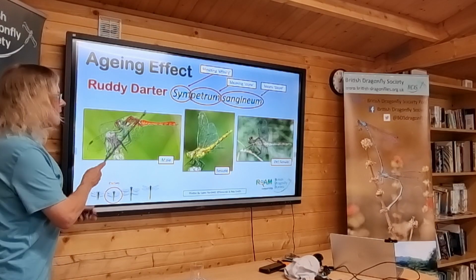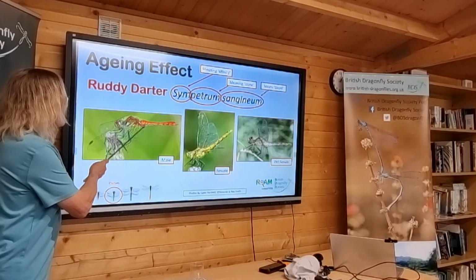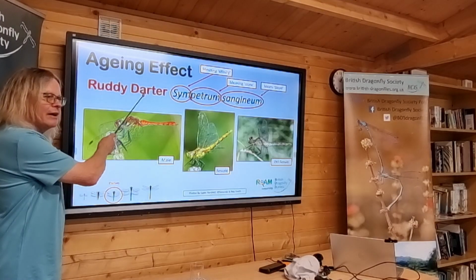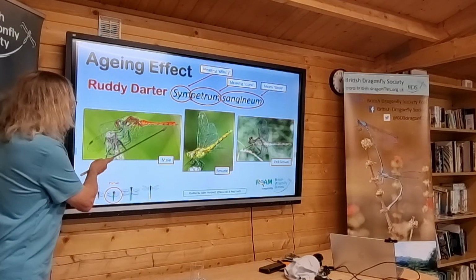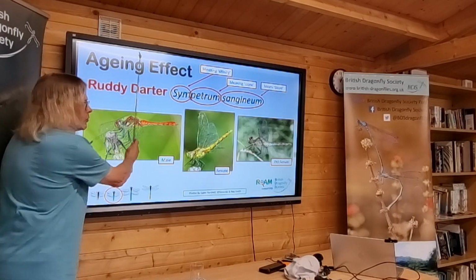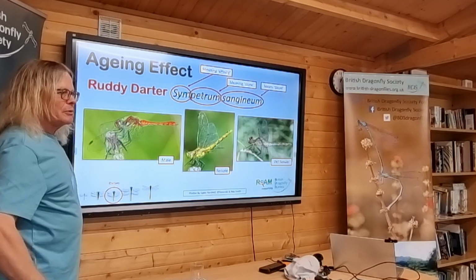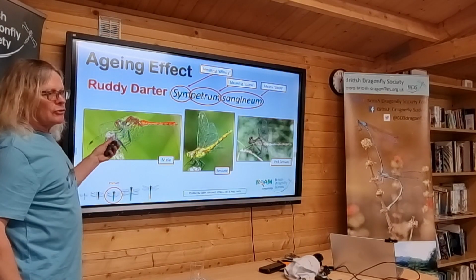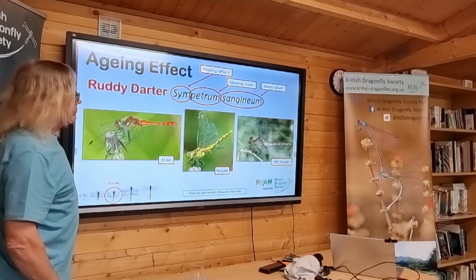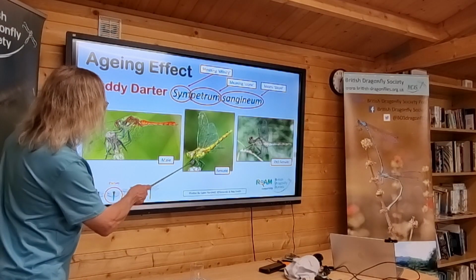If they get too hot, they'll obelisk, this one. Obelisk means they bend the abdomen straight up in the air like that. So they'll go along like this, and the abdomen will go up like that. It's called the obelisk position, so the sun doesn't hit it. So they shield themselves from the sun. The ruddy darter and the common darter do that.